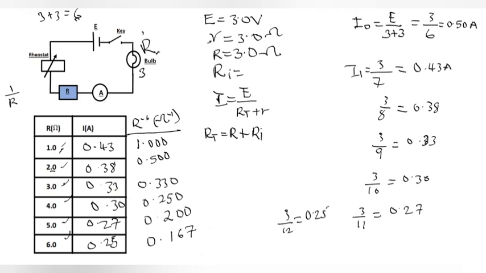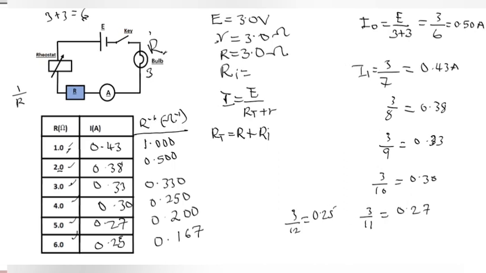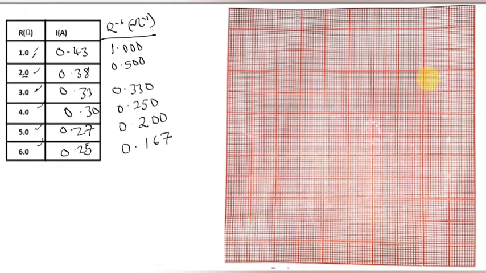Now I'm going to plot the graph. So hold on while I plot the graph and see what the slope is going to give to us. Now let us plot the graph of I on the vertical axis and R inverse on the horizontal axis. That's the basic thing that I feel that we can plot on this graph. So now I'm going to mark out my vertical and horizontal axis. For our current, the lowest value is 0.25 and the highest is 0.43.